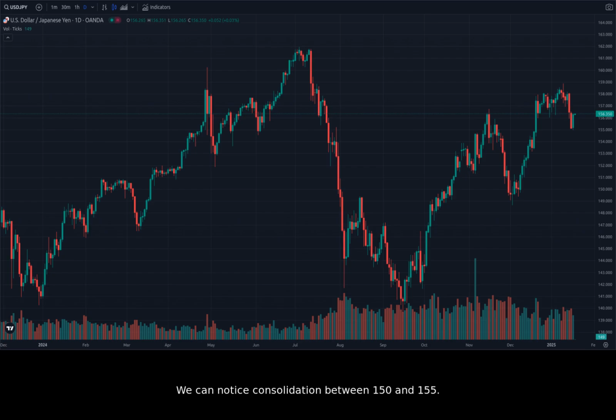We can notice consolidation between 150 and 155. This consolidation is important for determining the trend.